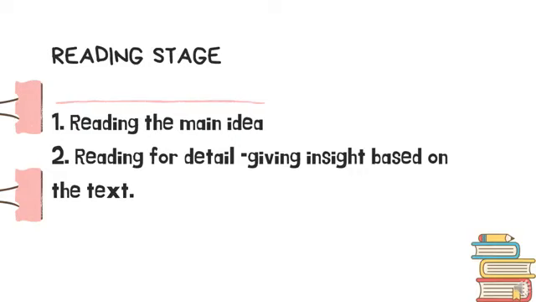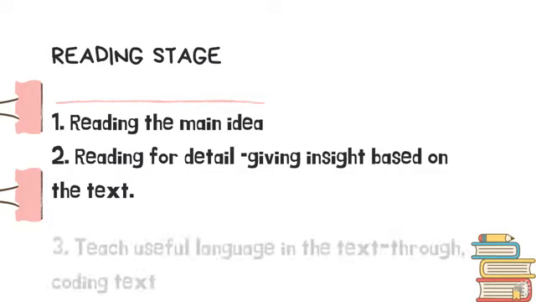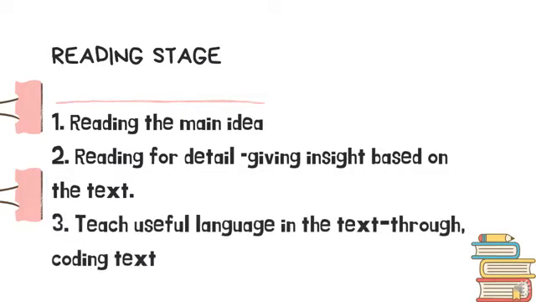For other types of text, look for a feature. For example, the theme of the poem, the point of view, figure of speech, and so on. Last is teaching useful language in the text. Through coding text, it involves teaching students the method of margin marking so they can place a question mark next to a statement they don't understand, or an exclamation mark next to something that surprised them.